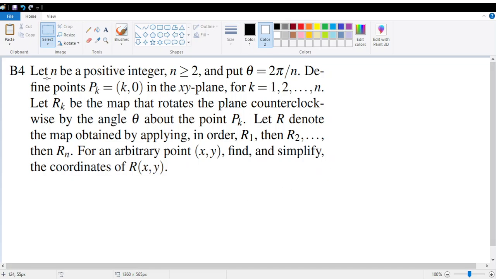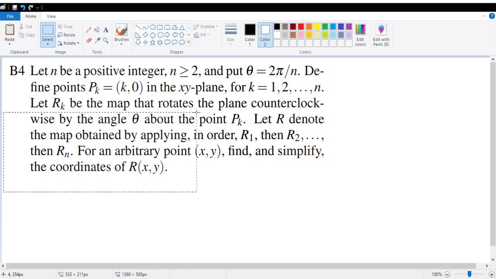So the problem is, let n be a positive integer, n greater than or equal to 2, and put theta equals 2 pi over n. Define points P sub k equals (k, 0) in the xy plane for k equals 1, 2, all the way up to n. Let R sub k be the map that rotates the plane counterclockwise by the angle theta about the point P sub k. Let R denote the map obtained by applying in order R sub 1, then R sub 2, then R sub n. For an arbitrary point (x, y), find and simplify the coordinates of R(x, y).